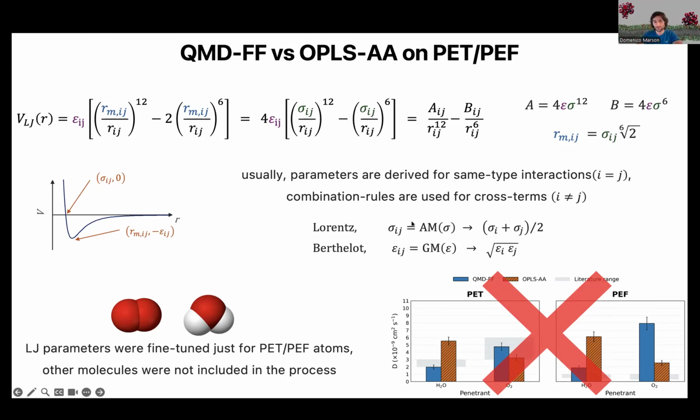And usually there are different sets of these combination rules. These are the more common, which are just fancy names for the arithmetic mean or geometric mean of the two parameters. What was the problem here is that the training set they used to parameterize the force field for PET and PEF was only PET and PEF molecules. So our force field never saw oxygen or water. So the force field was very, very good at reproducing properties linked only to the polymer, but once you introduce something else, the magic is broken, and the force field is no longer an improvement compared to OPLS. So you should probably fine-tune the Lennard-Jones interaction between oxygen and water molecules and the atom types defined for the PET molecule, for example.